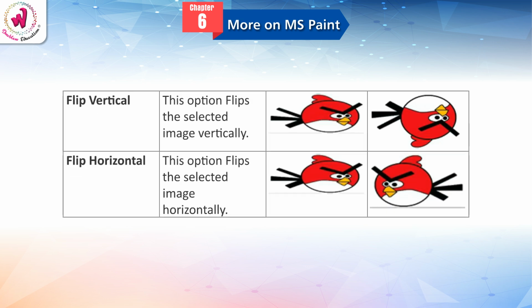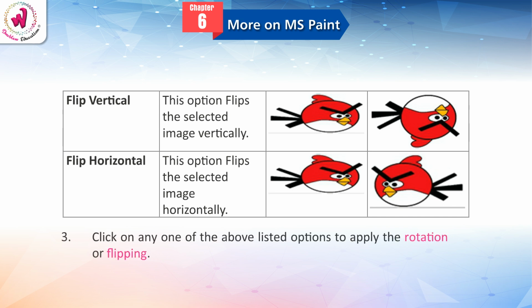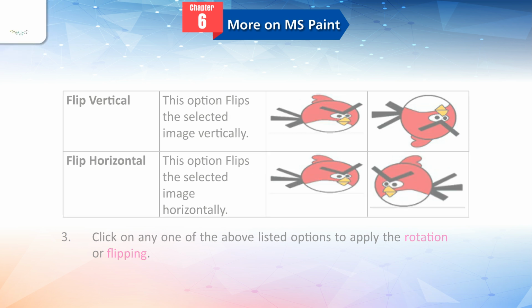Flip vertical. This option flips the selected image vertically. Flip horizontal. This option flips the selected image horizontally. 3. Click on any of the above listed options to apply the rotation or flipping.